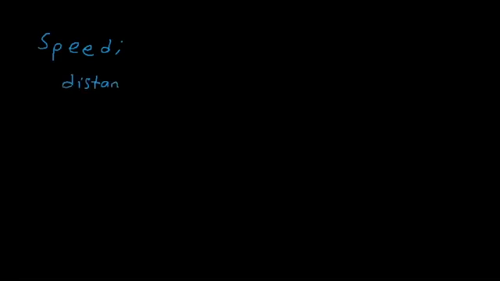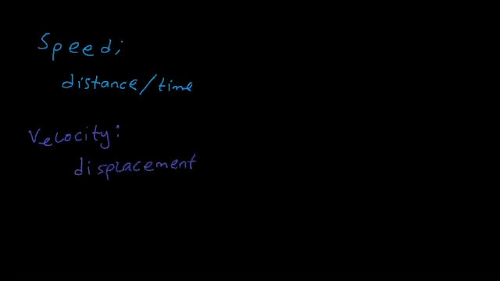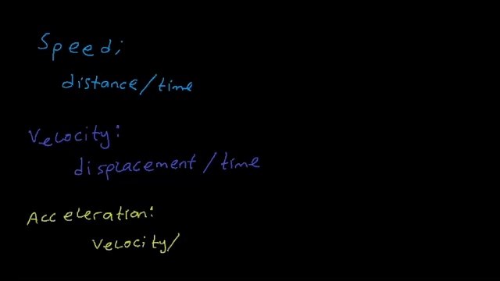Speed is a scalar quantity which can be defined as rate of change of distance with respect to time. Velocity, on the other hand, is a vector quantity defined as the rate of change of displacement with respect to time. And finally, acceleration is defined as the rate of change of velocity with respect to time.